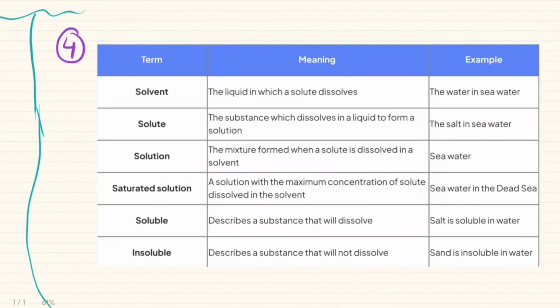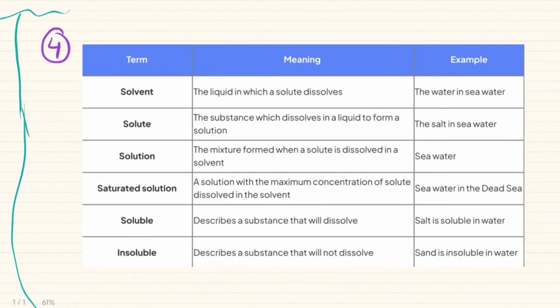And the last section is expressed in this table. Here are the key six terms. The first one is solvent. It is the liquid in which a solid dissolves, and an example is the water in seawater. The second term is solute. It is the substance which dissolves in a liquid to form a solution. An example is the salt in seawater.